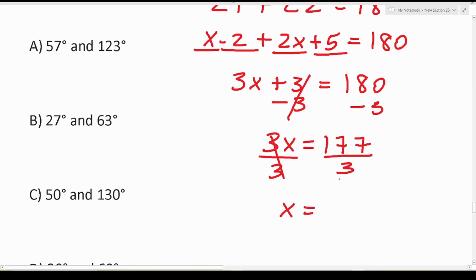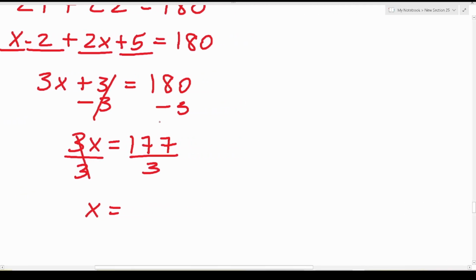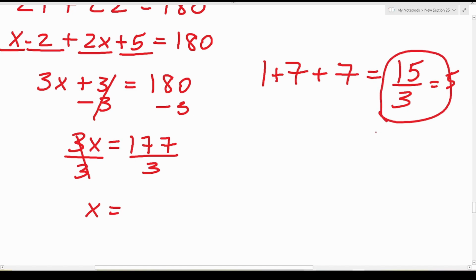This becomes x equals 177 divided by 3. Well, let's say you were worried about 177 being divisible by 3 evenly. Is there a way to check to see if 177 is going to be divisible by 3 without involving decimals? There is. You take the numbers in 177, and you add those numbers together, so 1 plus 7 plus 7. 1 plus 7 is 8 plus 7 is 15. If the sum of the numbers you're trying to divide by 3 is also divisible by 3, you know that number itself is divisible by 3. So 15 divided by 3 is 5. Since 15 is divisible by 3, I know 177 is going to be divisible by 3 as well.